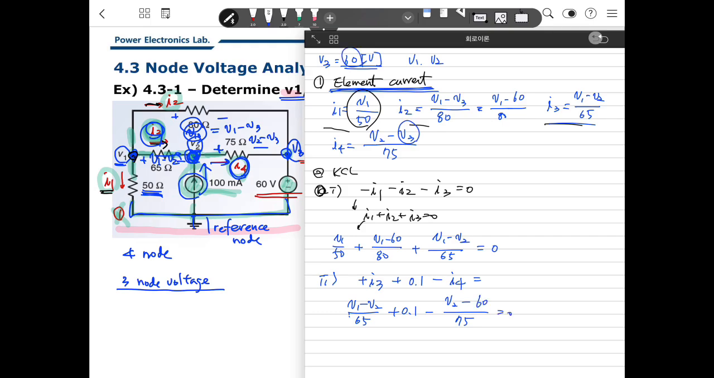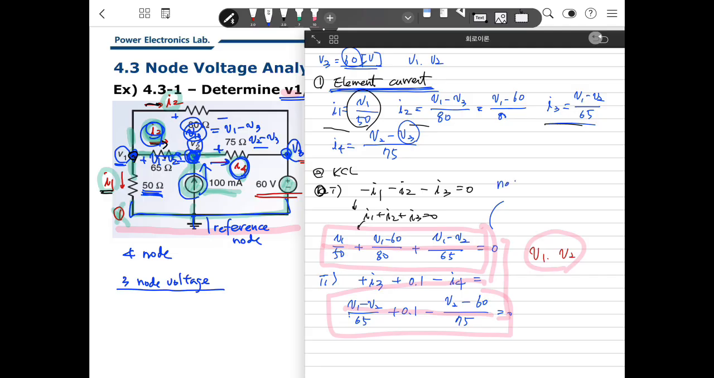How many unknown variables are here? 2. What are they? V1 and V2. And how many equations based on 2 variables? 1 and 2. So 2 unknown variables and 2 equations. Then we can get our values V1 and V2 respectively. That's how to solve the circuit using the simple node equation. We call these equations node voltage equations.